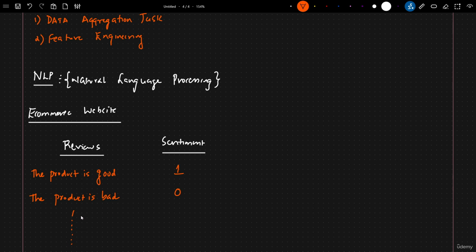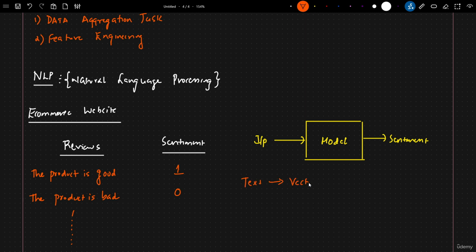Now if I really need to train a model, what it needs to do is take this input data, whatever reviews it has, and provide me sentiments. Now understand one thing, a model is a lot of mathematical calculation happening inside, and the model does not understand this text information. So specifically in NLP, what we do is convert this text into vectors, right?